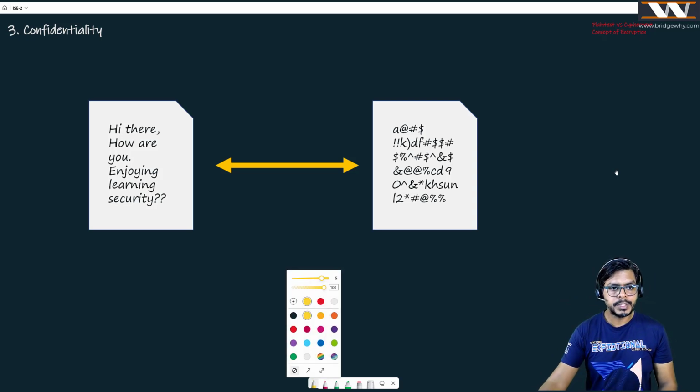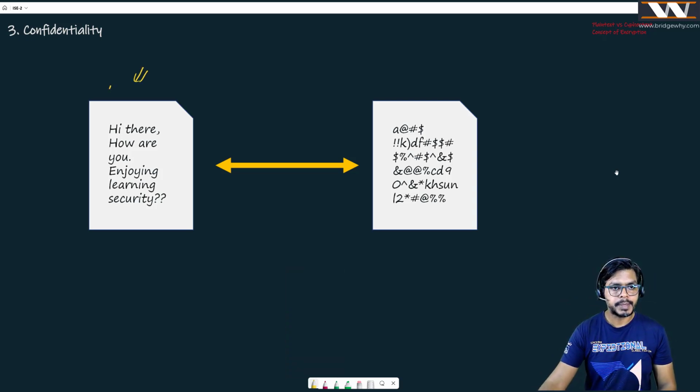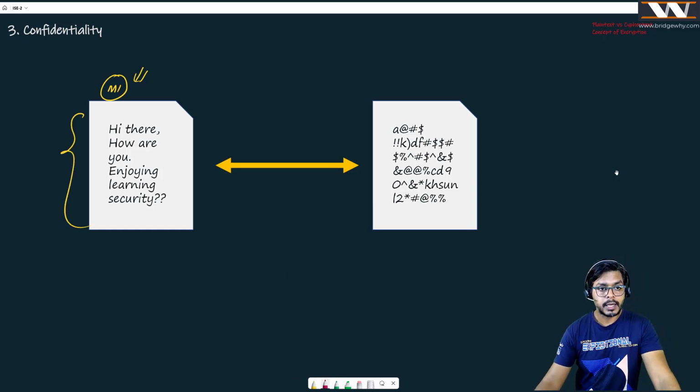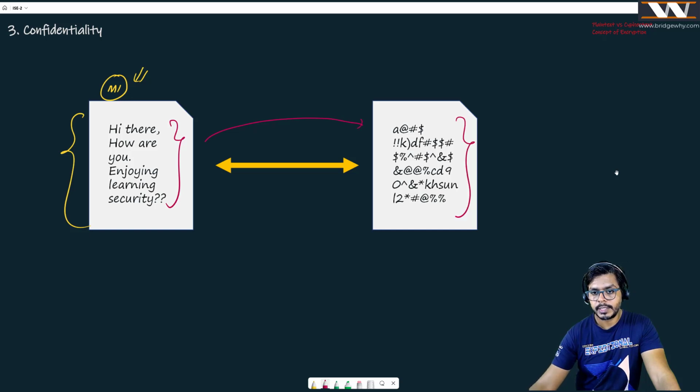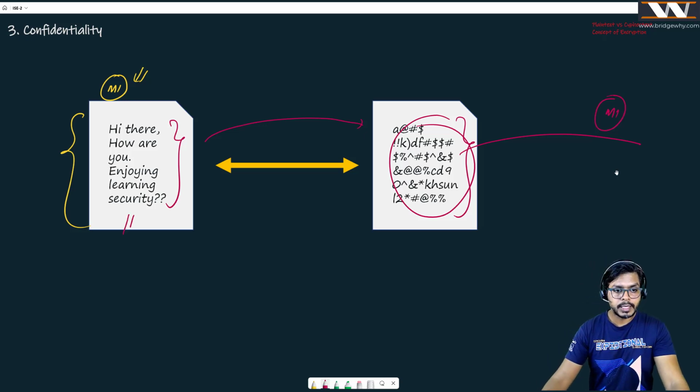So we have two different kinds of messages. This is my message number one. We all can read it. It's written, "Hi there, how are you enjoying learning security?" Absolutely, we are enjoying learning security. And now somebody has changed this message to this message, and nobody can understand what is written here. But I can tell you that I can convert this message again back to the message number M1, right?